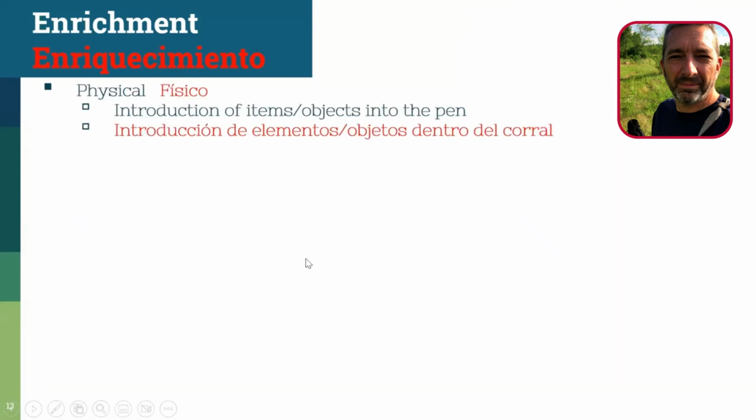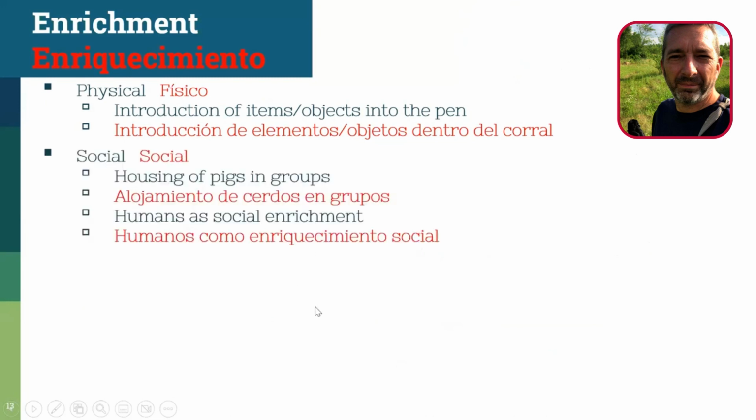So when we think about what comprises enrichment, most often we do think of physical enrichment, so the introduction of items, objects into the pen. But also included is things like social enrichment, so housing of pigs in groups. Again, we have a worldwide movement away from individual confinement, certainly of sows in gestation. There is talk of humans as social enrichment. There's definitely a very limited amount of time that humans will spend within pens interacting with pigs, but they can be seen as a source of social enrichment.